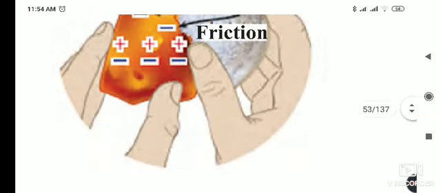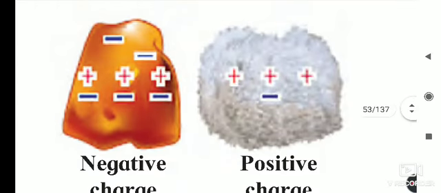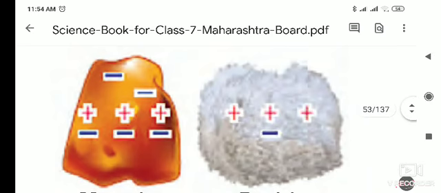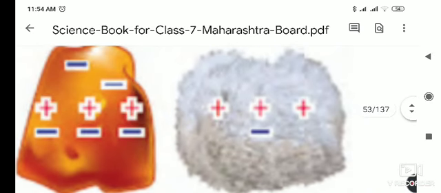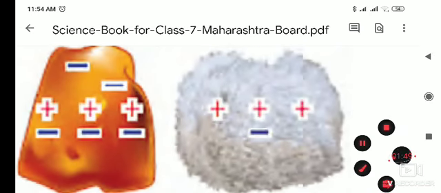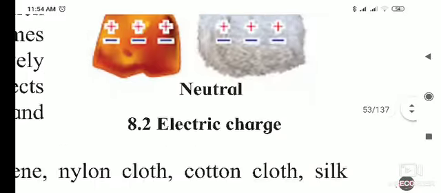So the yellow object gets the negative charge because it has more negative charges than positive charges. Similarly, the substance from where the electrons are transferred to the other object gets the positive charge. That gray substance got the positive charge because it has more positive charge than negative charge. Next, when they are neutral, the positive and negative charges balance each other. That we had seen in the last lecture.